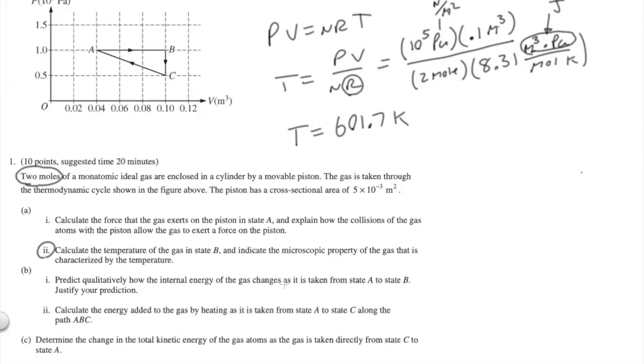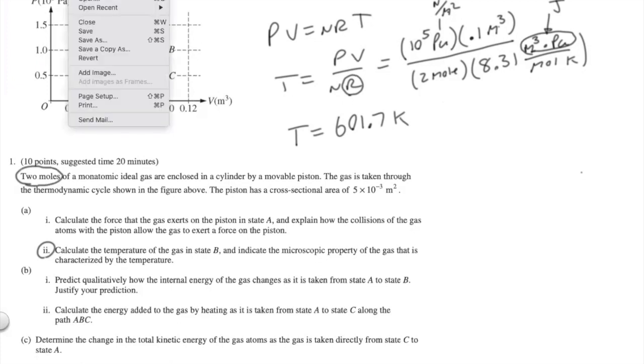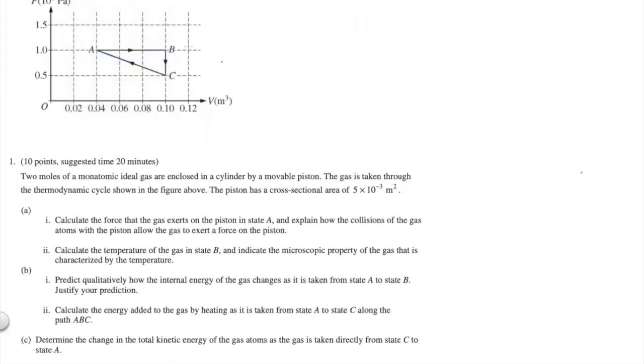Now, we're going to need temperatures at other points as well, coming up for the next part. I've calculated these already, doing it exactly the way I've done here. So let's just label all our temperatures. The temperature at point B, we calculated to be 601.7 Kelvin. And then I also calculated the temperature at point C, which was 300.8. And then the temperature at A is 240.7.